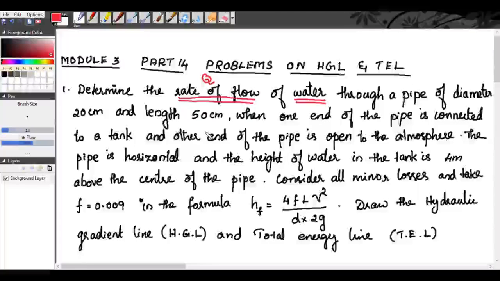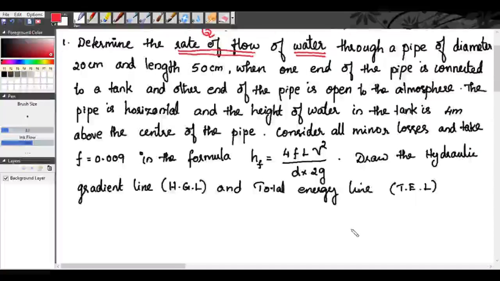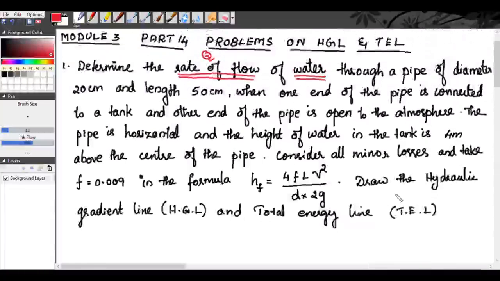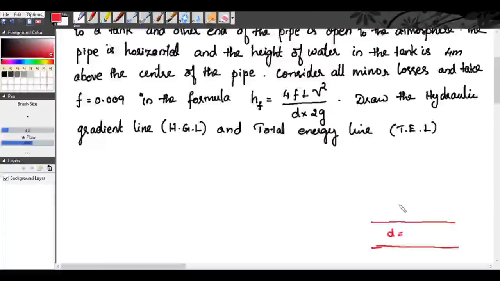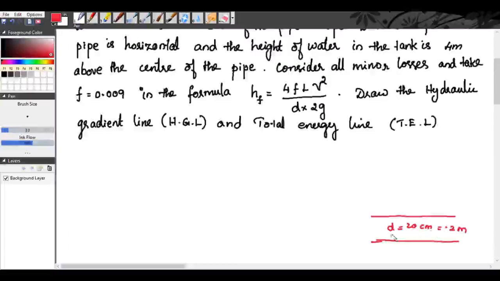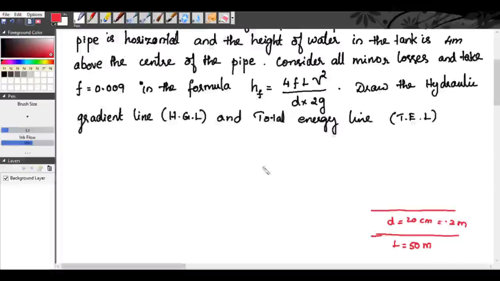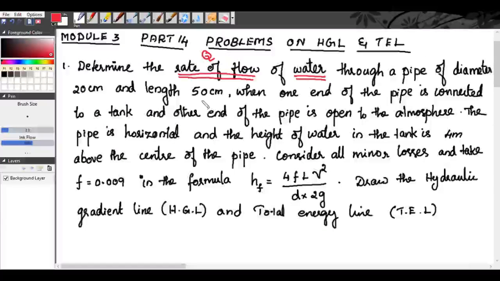So we have a pipe, and this pipe is of diameter 20 centimeter, that is equal to 0.2 meter, and the length of this pipe is 50 meter. It is not 50 centimeter, this is 50 meter. Length of the pipe is 50 meter.